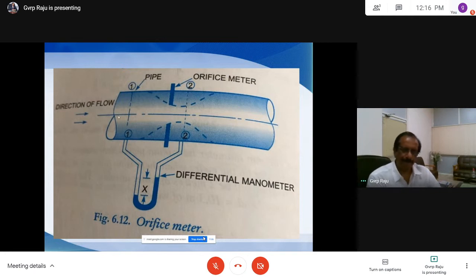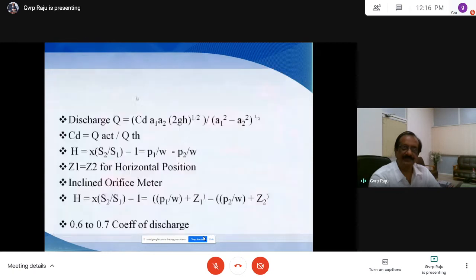Same principle here. The equations are the same. So discharge is also the same, which is equal to Cd A1 A2 square root of 2gH, divided by square root of A1 square minus A2 square. The coefficient of discharge is Q actual by Q theoretical. When it is in horizontal position, Z1 is equal to Z2.